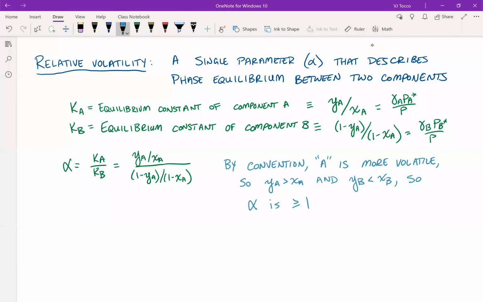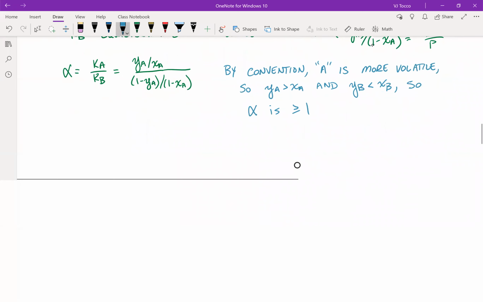This equation that I just wrote could be rearranged to solve for Ya. So go ahead and try and pause the video now and see if you can do this yourself. Solve this equation for Ya. See if you can do that, and I'll show you the steps after the pause.